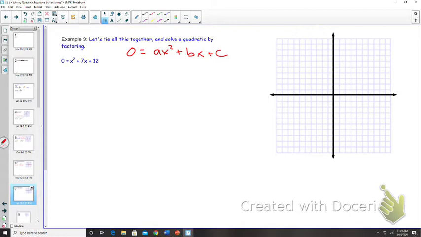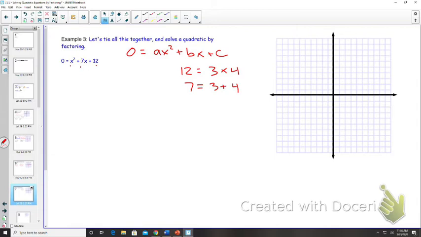Okay, so now we are given our quadratic in standard form, and we need to factor it. So we need to look at these two values for our product. What's going to give us a product of 12, and what's going to give us a sum of 7? If it doesn't come right to your head, you can list off the factors of 12. 3 and 4. Yeah, perfect. It's going to be 3 and 4. So 3 times 4 is equal to 12. 3 plus 4 is equal to 7.